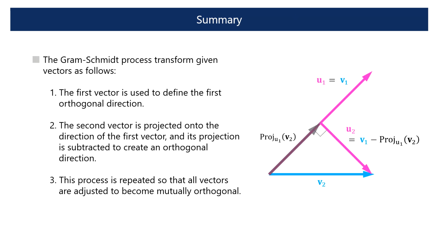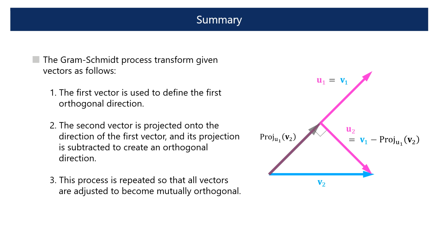Let's wrap up. The Gram-Schmidt process transforms the space spanned by the given vectors as follows. The first vector is used to define the first orthogonal direction. The second vector is projected onto the direction of the first vector, and its projection is subtracted to create an orthogonal direction. This process is repeated so that all vectors are adjusted to become mutually orthogonal.